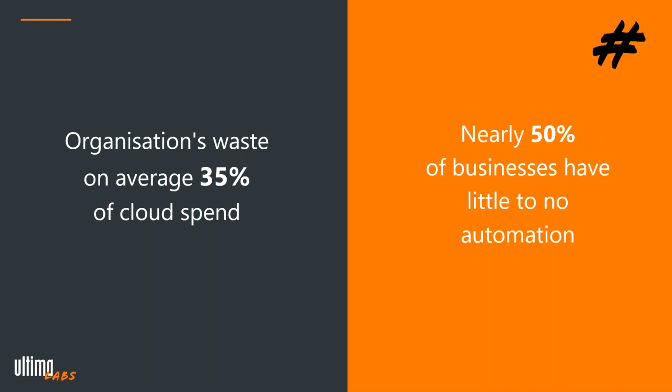There's nearly 50% of businesses that have little to no automation in the public cloud. All that does is it ends up meaning there's a lot of manual effort that goes into managing the public cloud, which seems a bit contrary to what you're trying to achieve when you go out there. The point of the public cloud is it's a much more scalable, much more automatable platform. If you're not leveraging that, you're not really getting the true value.